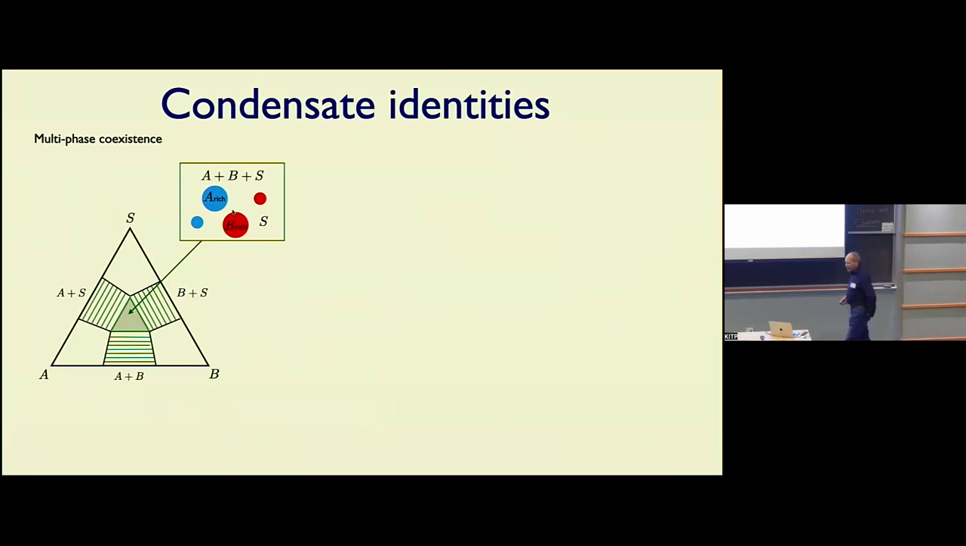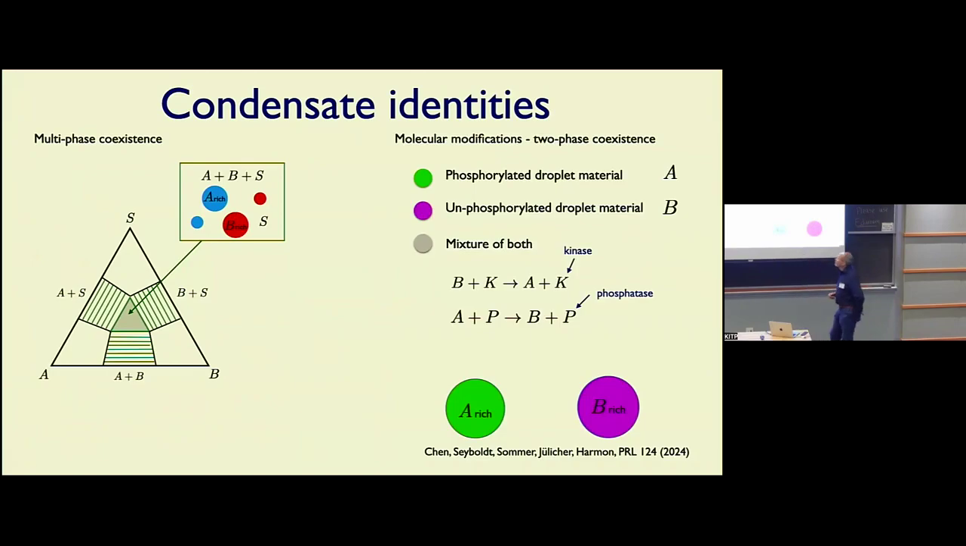picture may be limited. And I want to discuss an alternative picture where we have rather unspecific interactions which generate phase separation, but molecules that participate in phase separation can be modulated or modified. So I have these green and purple types of molecules called A and B. Both of them can phase separate from the background, but they can be modified by an enzyme.